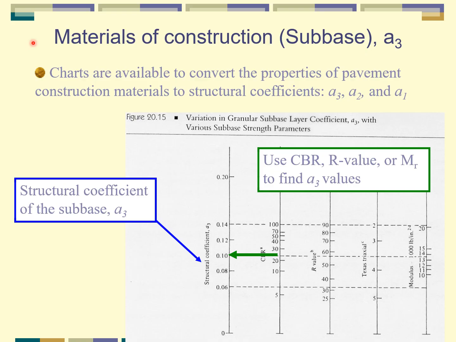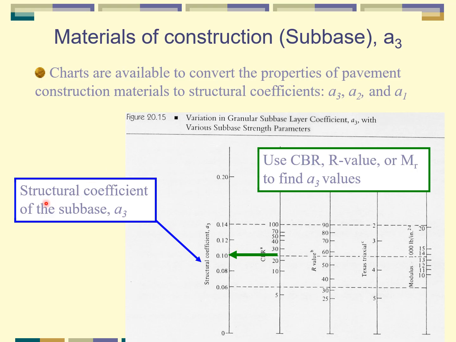The next factor is materials of construction, subbase A3. So keep this in mind that for the subbase, we are going to consider A3. Charts are available to convert the properties of pavement construction material to structural coefficients A3, A2, A1. We are going to consider the three structural coefficients A3, A2, and A1.